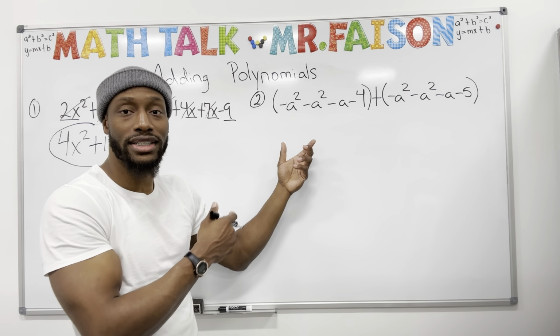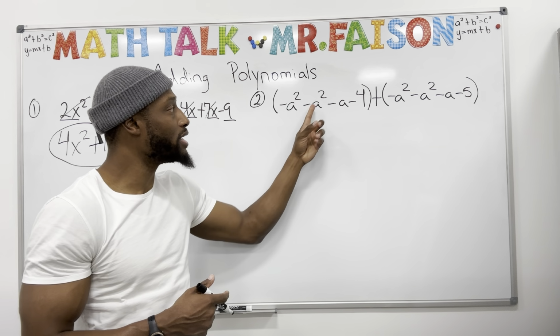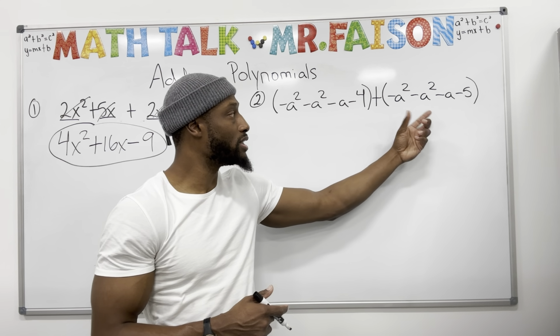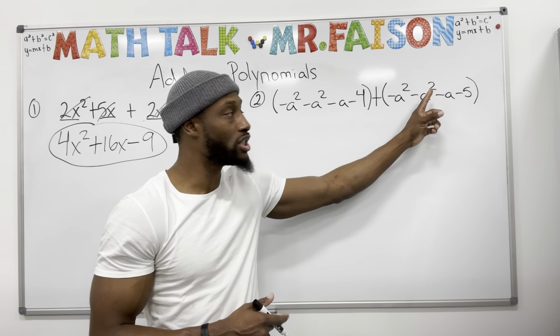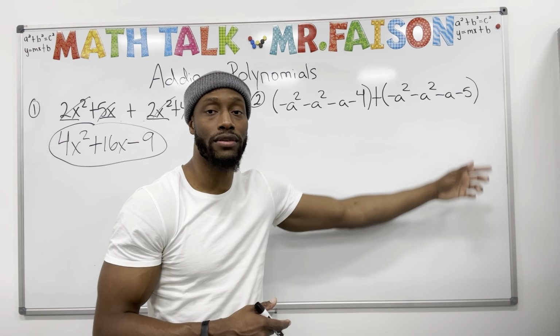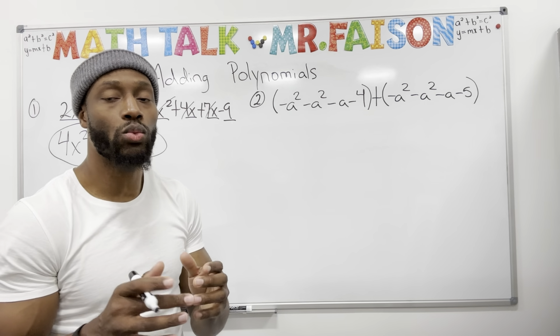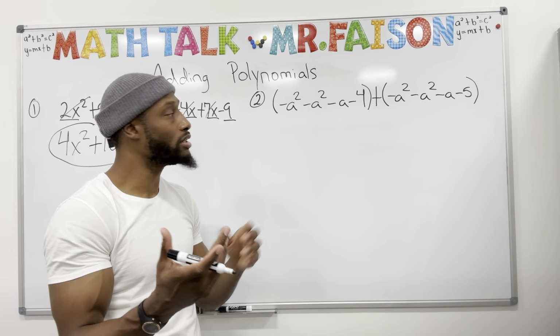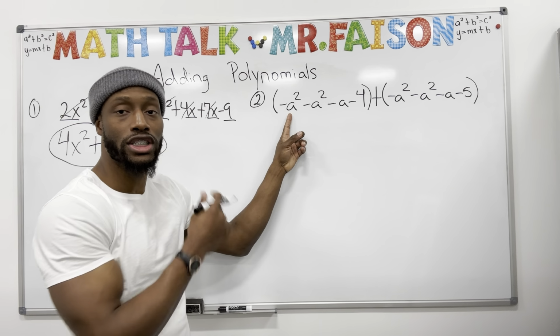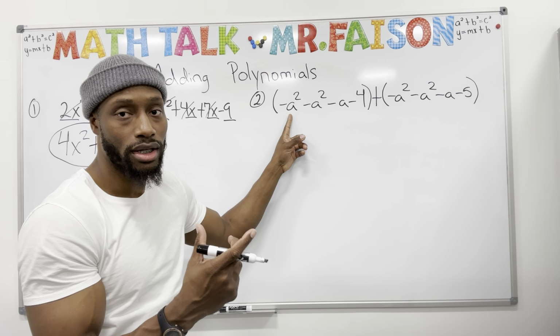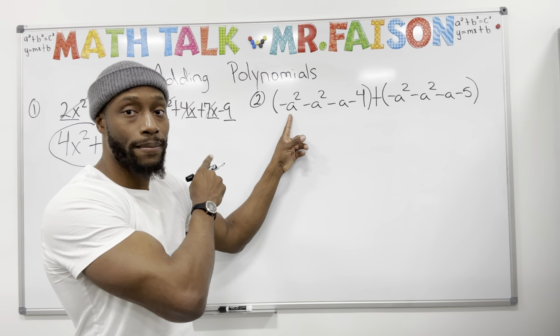So in parentheses, I see negative a squared minus a minus 4, plus, in parentheses, negative a squared minus a minus 5. All right? So before we get into this, what I want y'all to remember is whenever you see a variable or a letter like this and it's by itself and there's no number in front of it, the number in front of it is 1, okay? You can't see it, but it's there, all right?